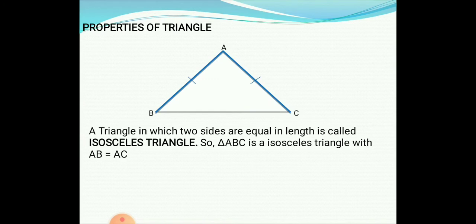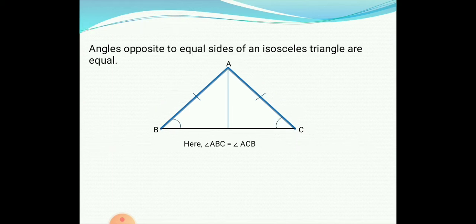A triangle in which two sides are equal in length is called an isosceles triangle. So ABC is an isosceles triangle with AB equal to AC. Angles opposite to equal sides of an isosceles triangle are equal. In this figure, side AB is equal to AC, so angle ABC is equal to angle ACB.